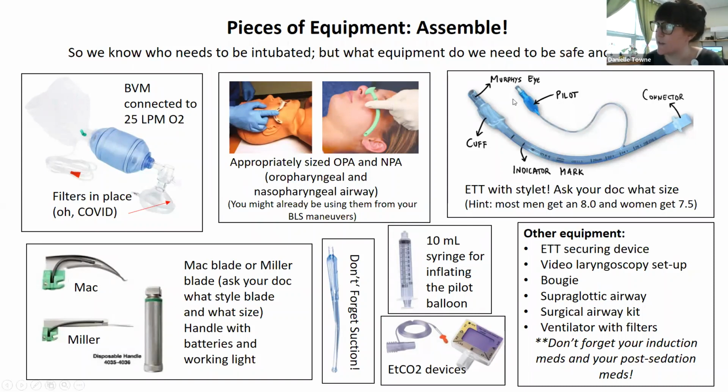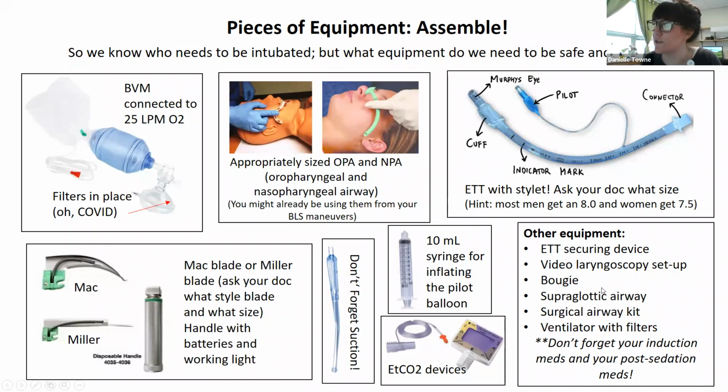You have that 10 ml syringe that you're going to need for inflating that pilot balloon, some type of an end-tidal CO2 device, which we're going to talk about a little bit more. It's extremely important. And then there's a lot of other pieces that we're going to need as well. We have a special securing device. That's the sticker pucks that go on the cheeks and then come across the top lip that you can tie the ET tube onto, and then it ties around the back of the neck. That keeps the ET tube safe and secure.